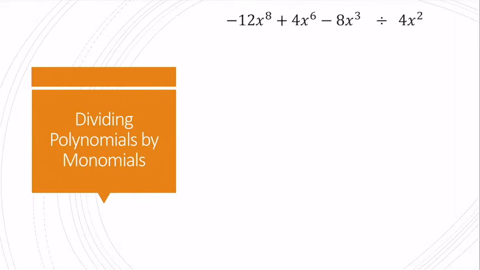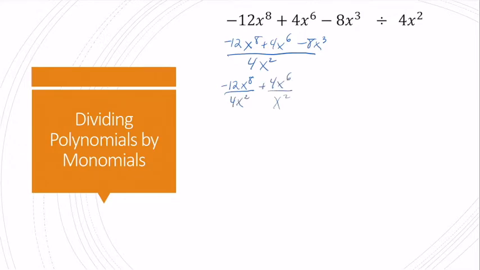So now let's take negative 12x to the 8th plus 4x to the 6th minus 8x cubed divided by 4x squared. So I want to go ahead and take negative 12x to the 8th plus 4x to the 6th minus 8x cubed. I'm going to write that over 4x squared. I'm then going to pull this apart into the fractions. Negative 12x to the 8th over 4x squared plus 4x to the 6th over x squared minus 8x cubed over 4x squared.